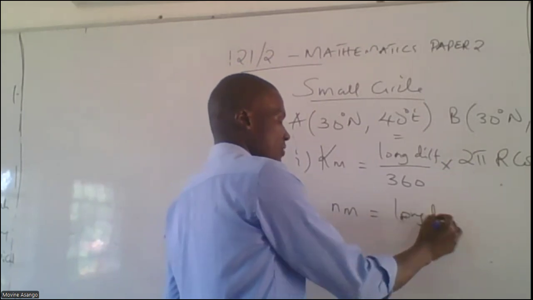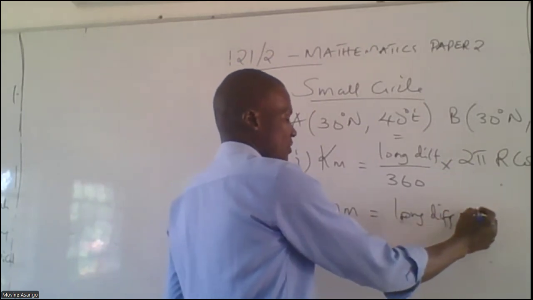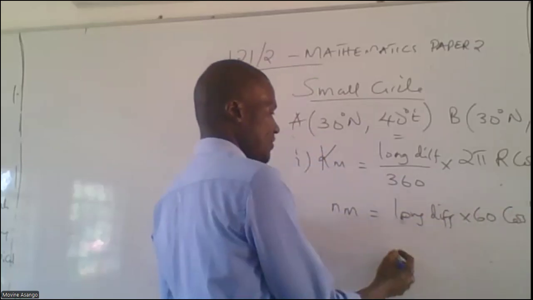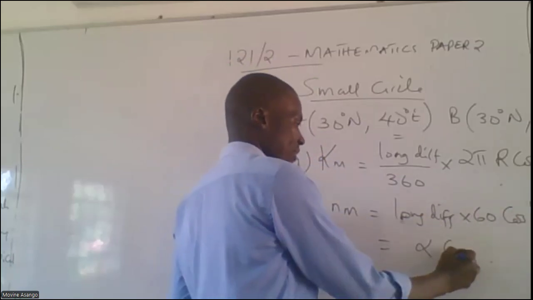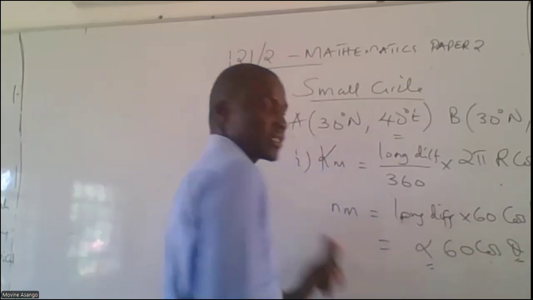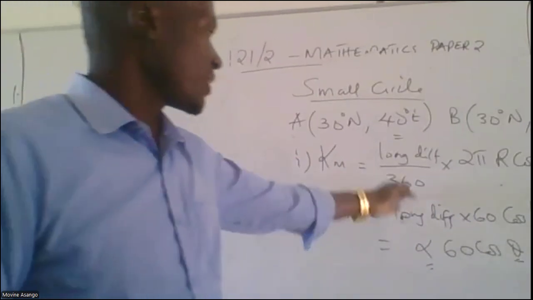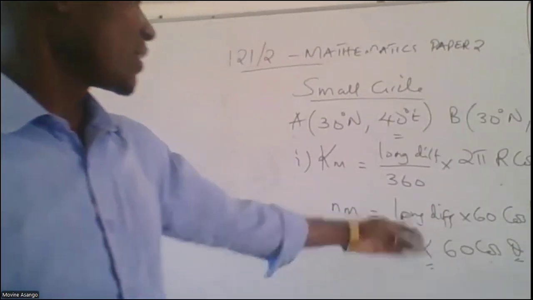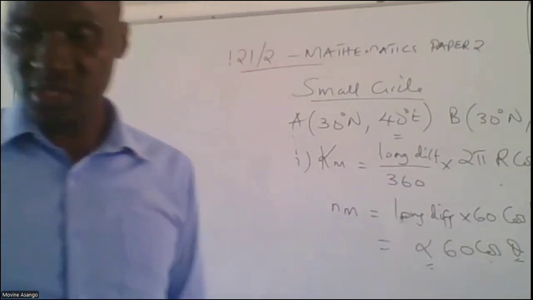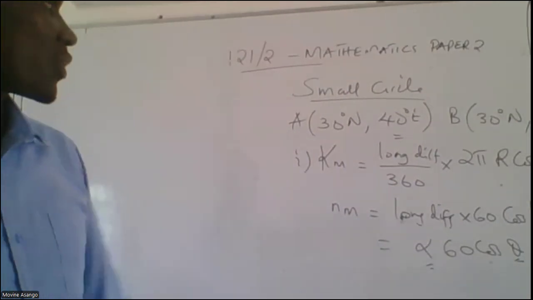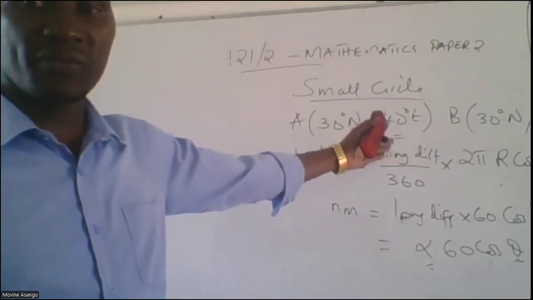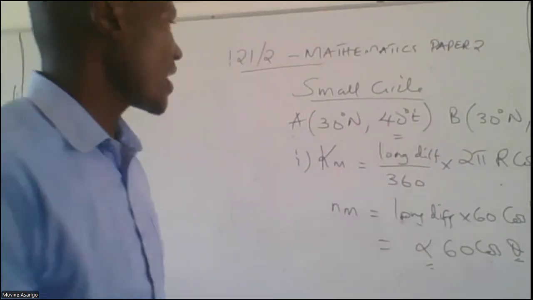Longitudinal difference times 60 cos latitude. That is, some of us use alpha times 60 cos theta, whichever letters your teacher taught you. I know they mean the same thing. So longitudinal difference, in that case, we'll maybe use alpha for that, times 60 cos theta to give you the distance. So once you know how to do this, it is very crucial. You cannot do longitude and latitude if this is not some of the information that you have.